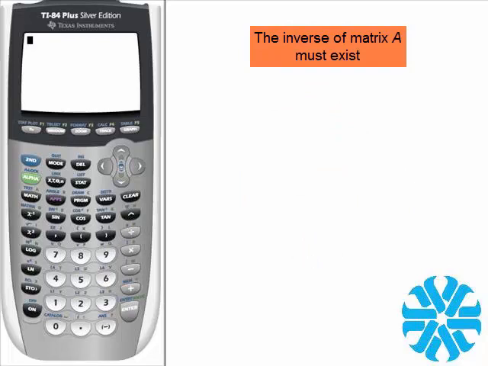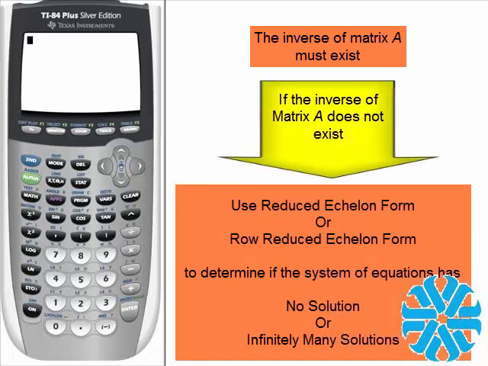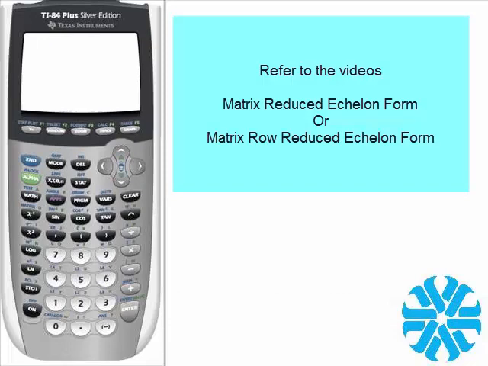If the inverse of matrix A does not exist, then it is best to use reduced echelon or row reduced echelon form to determine if the system of equations has no solution or infinitely many solutions. Refer to the videos matrix reduced echelon form or matrix row reduced echelon form.